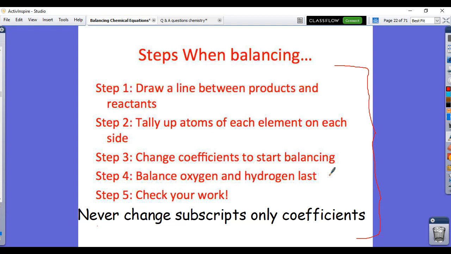And a little helpful hint: sometimes if you try to balance the oxygen and your hydrogen first, it's kind of hard to do. So I would leave that to the end. And a lot of times they get balanced out by the time you get there. And then just check your work. But a good rule of thumb that you need to understand: never change your subscripts, only your coefficients.